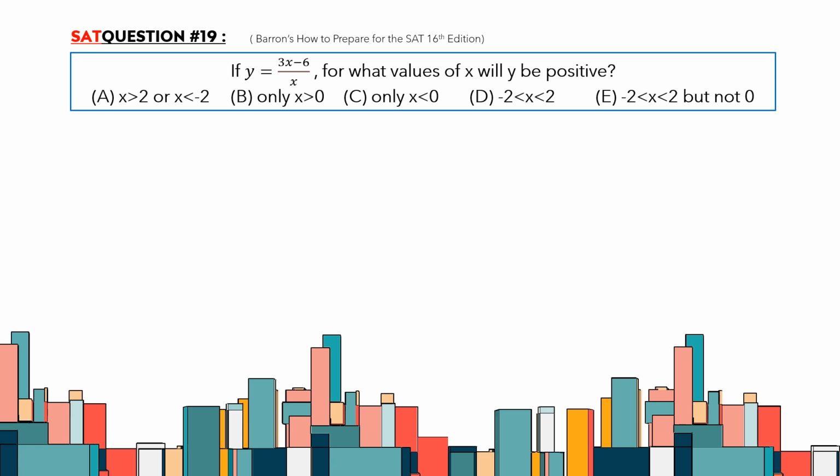If y is equal to (3x minus 6) over x, for what values of x will y be positive? To start these questions, we need to understand a few words. Positive means anything greater than 0. So they want y greater than 0.